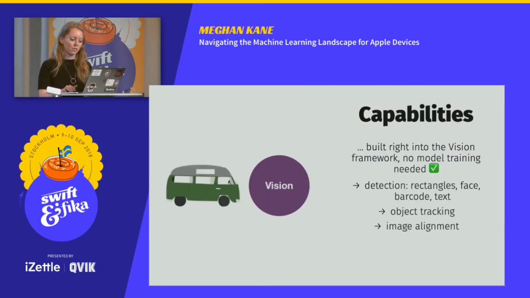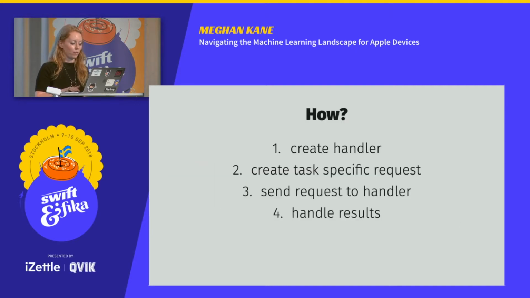The first stop is the Vision framework. What are the capabilities of the Vision framework? It's a framework in itself, so you don't actually need a model. You can just call directly to these APIs in order to do any of these tasks. It offers you detection of rectangles, faces, barcodes, and text. It also has object tracking and image alignment. So there we go, our first part of our machine learning task is done right here. We can just do rectangle detection just by using the Vision framework. But how do we use it?